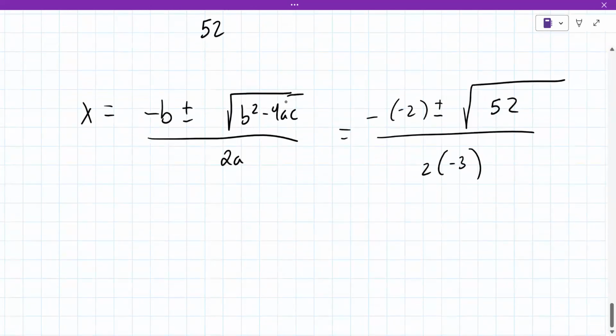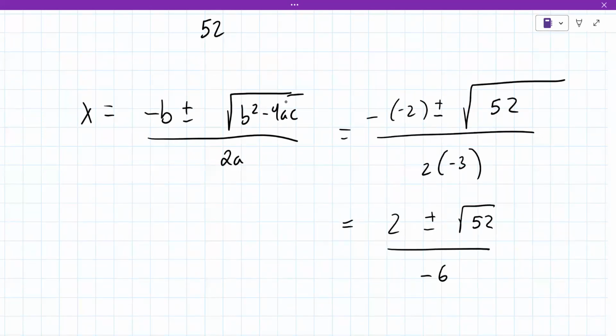So we're almost there. -2 is 2 plus or minus. We got to deal with the square root of 52 over -6. Okay. Do you remember how to reduce a root like this? Oh yeah.